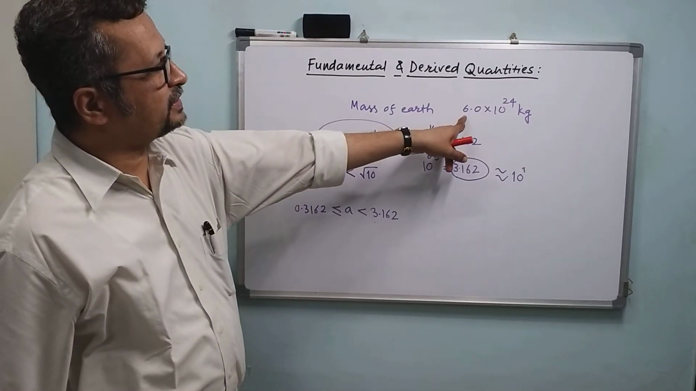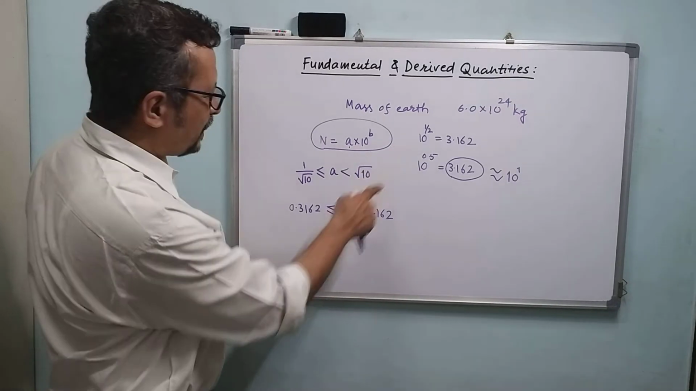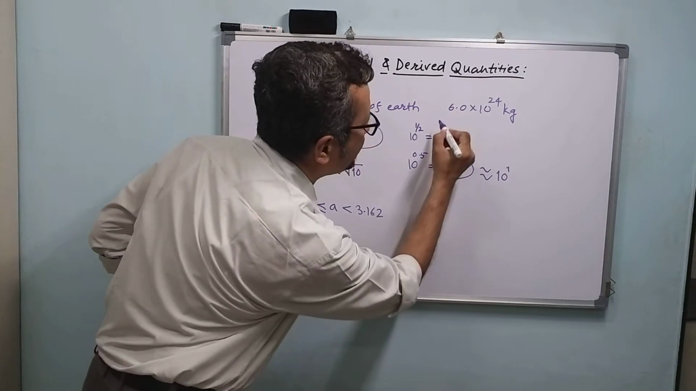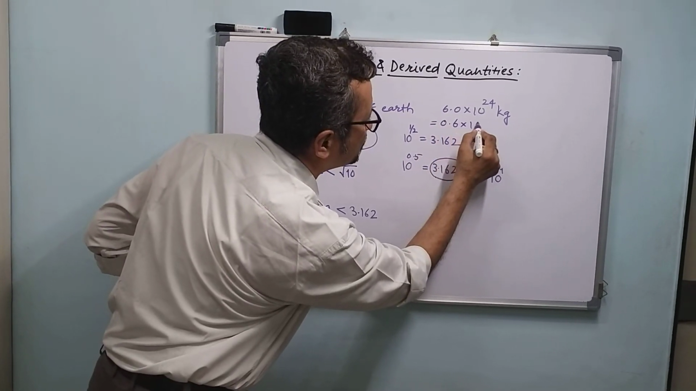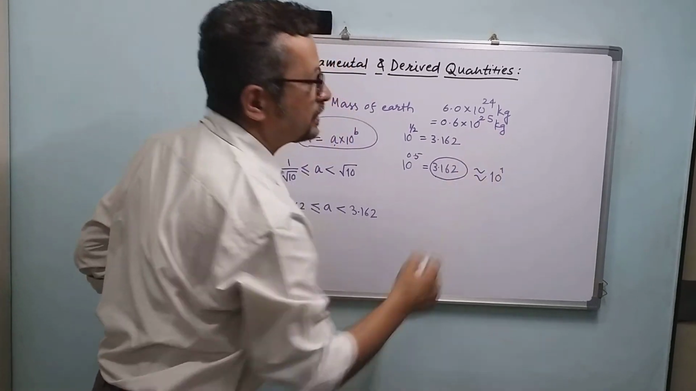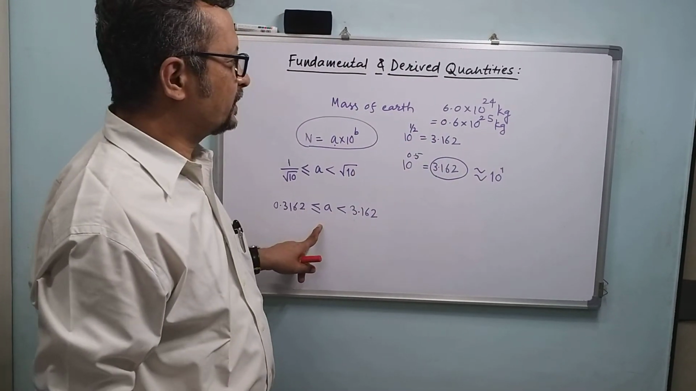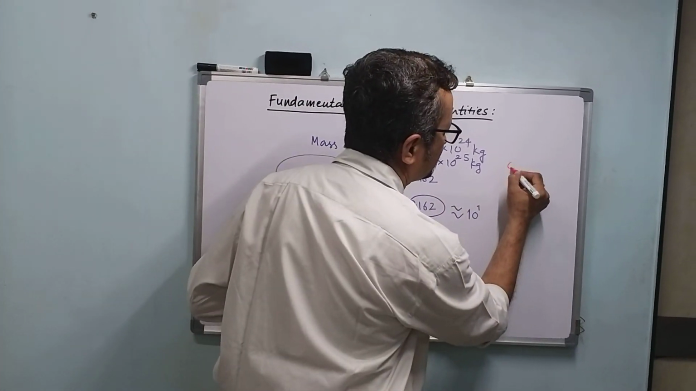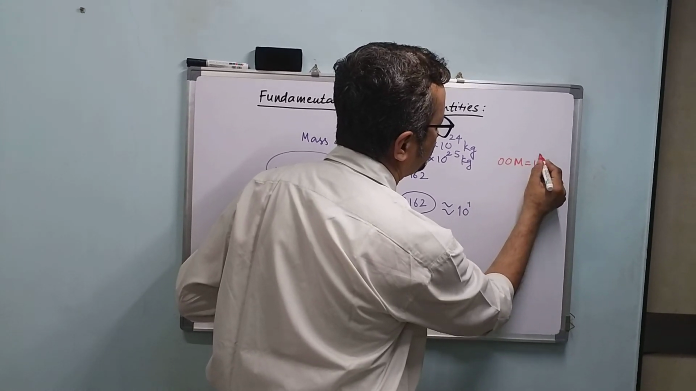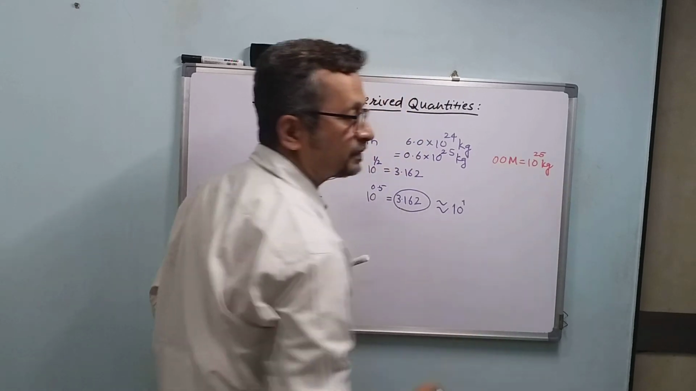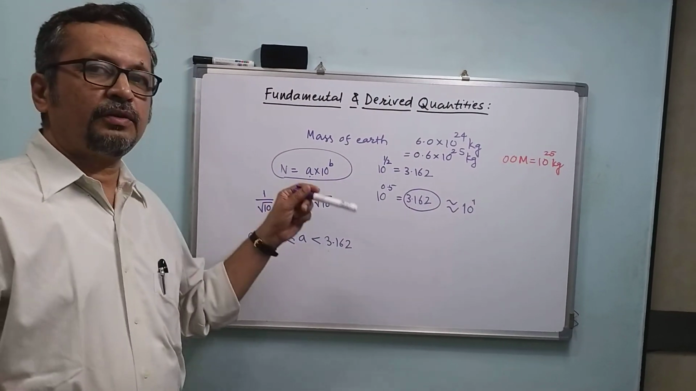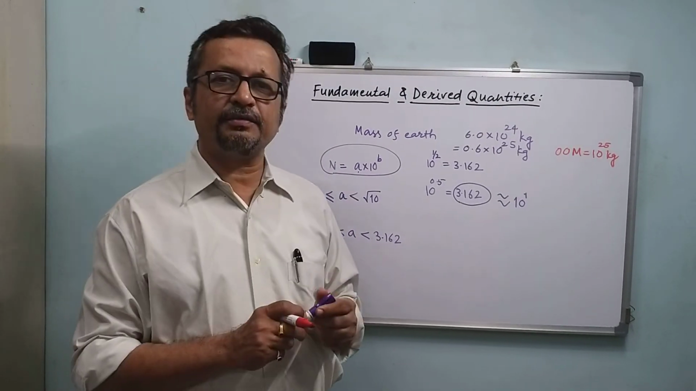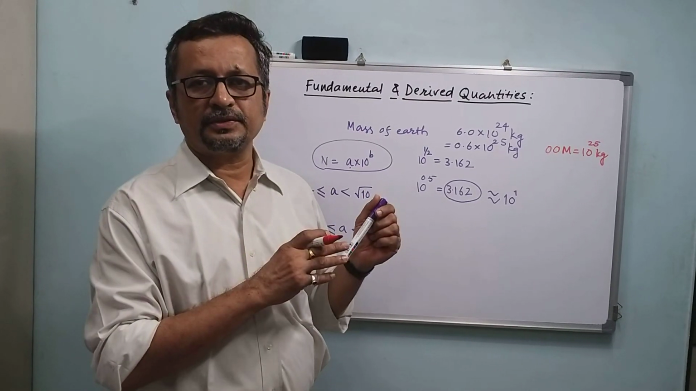Now over here it is 6, and then my a has to be less than 3.162, right? So then what I'll do here is I'll write this as 0.6 into 10 raised to power 25 kg. Now it fits into this form. So order of magnitude of mass of Earth would be 10 raised to power 25 kg. So this is how we would be approximating these orders of magnitude. I'll be giving you a few exercises for this in the next video.